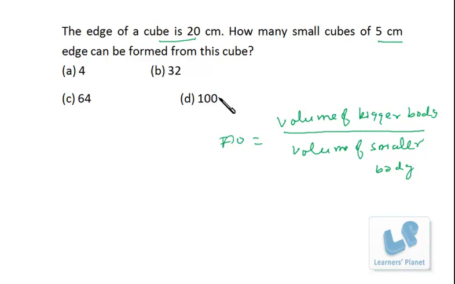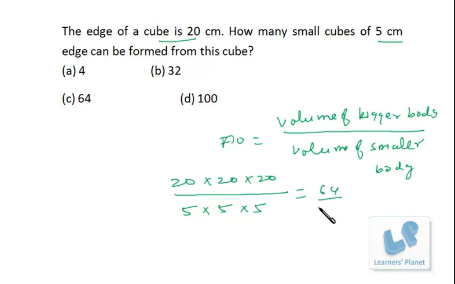So what is the volume of the bigger cube? That is 20 into 20 into 20. What is the volume of the smaller cube? That is 5 into 5 into 5. So we will be getting 4 into 4 into 4, that is 64 smaller cubes if this bigger cube is converted to the smaller cube. Okay, it's quite simple. Just keep this funda in mind.